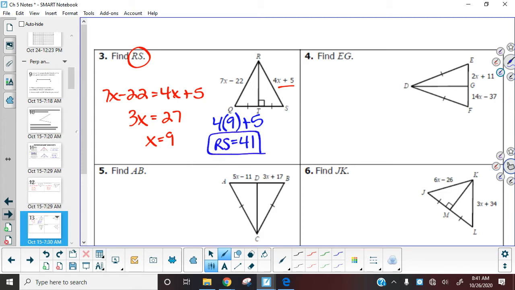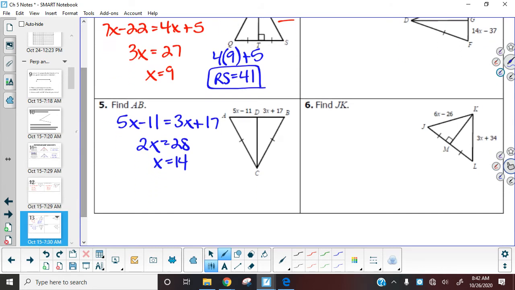If we look right below, similar concept. We have another pair of things that are going to be congruent. So 5x minus 11 equals 3x plus 17. So we have 2x here, 28 here, x equals 14. But again, it's not asking you for x, it's asking you for AB. So what we would need to do in this case is plug in. So we have 5 times 14 minus 11, which will give us 59.